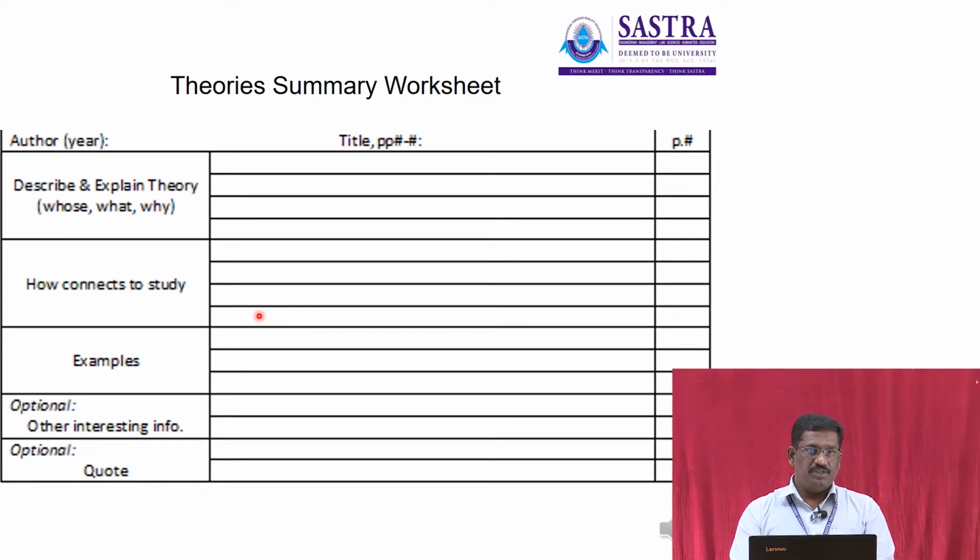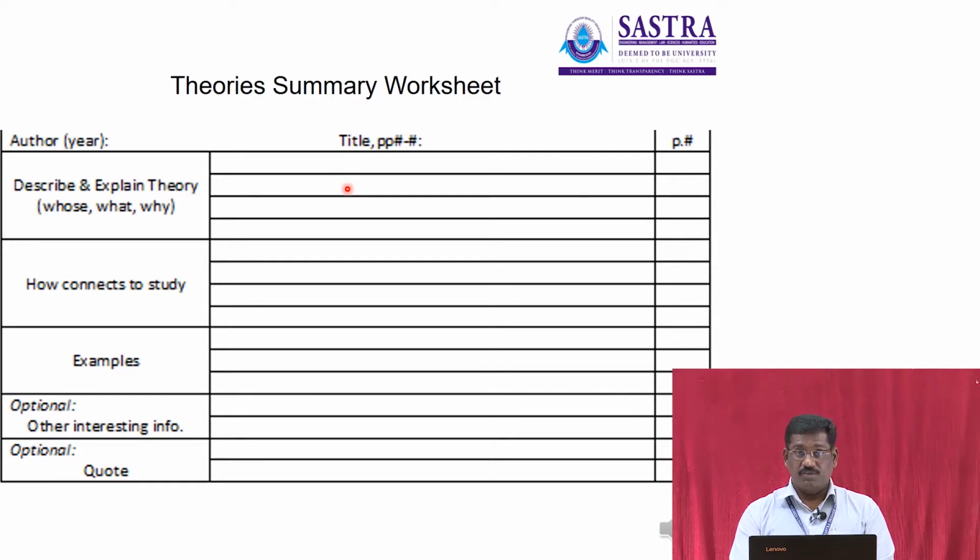Next one, we need to build on the theory summary worksheet. In the theory summary worksheet, let us compartmentalize into 3 columns. The first column talks about the author and year. The next one about the title, and the third one is the page number. Whenever you capture the information about the theory which is going to contribute to your research area, make sure that in the first row you try to describe and explain the theory.